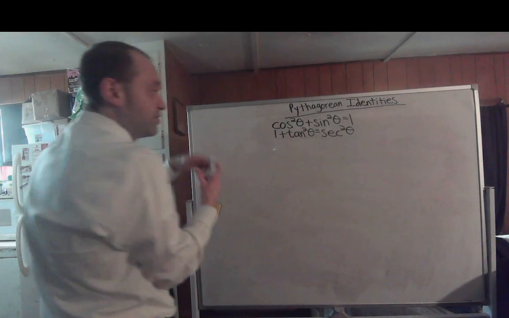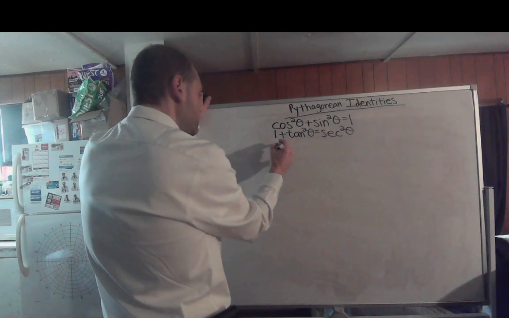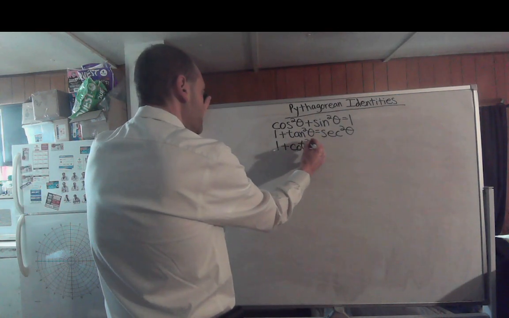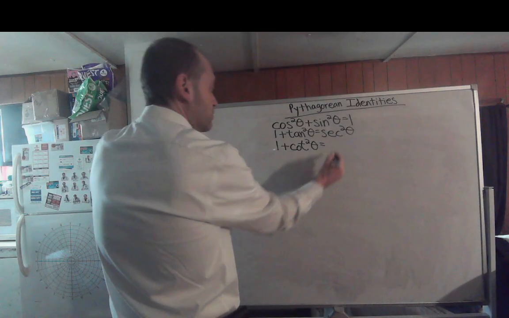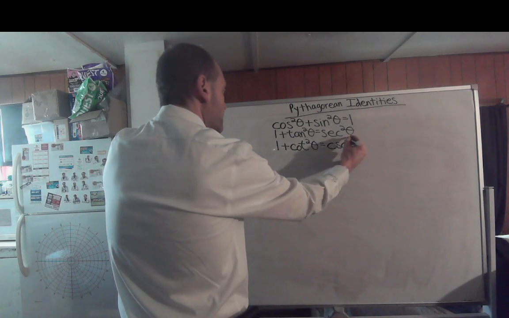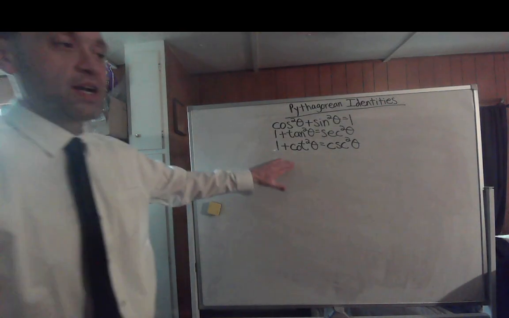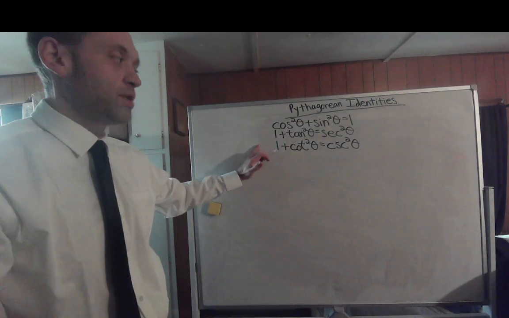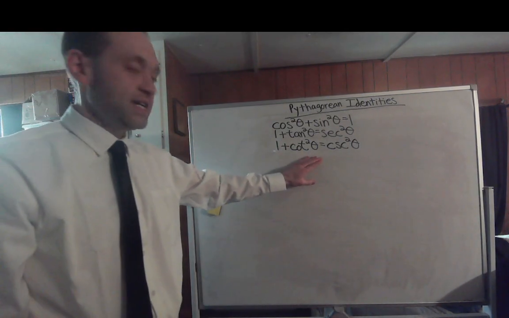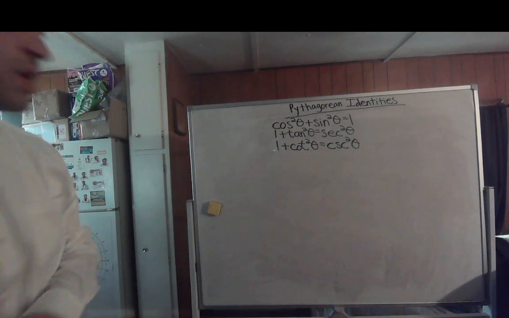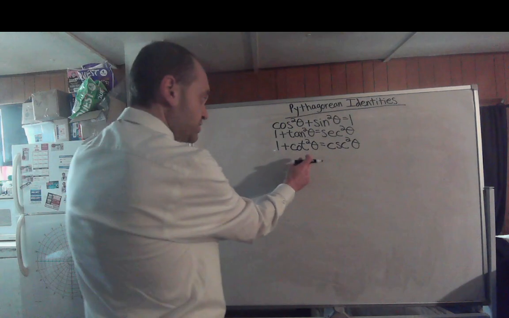Okay, then we have one more. You have 1 plus the cotangent squared of theta equals the cosecant squared of theta. That's another useful Pythagorean identity, and these are really the only three. 1 plus the cotangent squared of theta equals the cosecant squared of theta. Alright, so let's prove this one real quick.